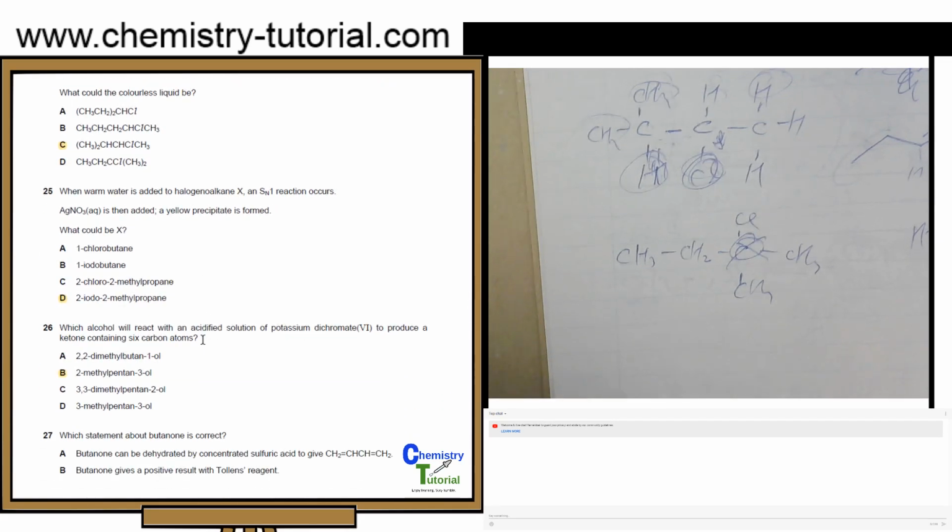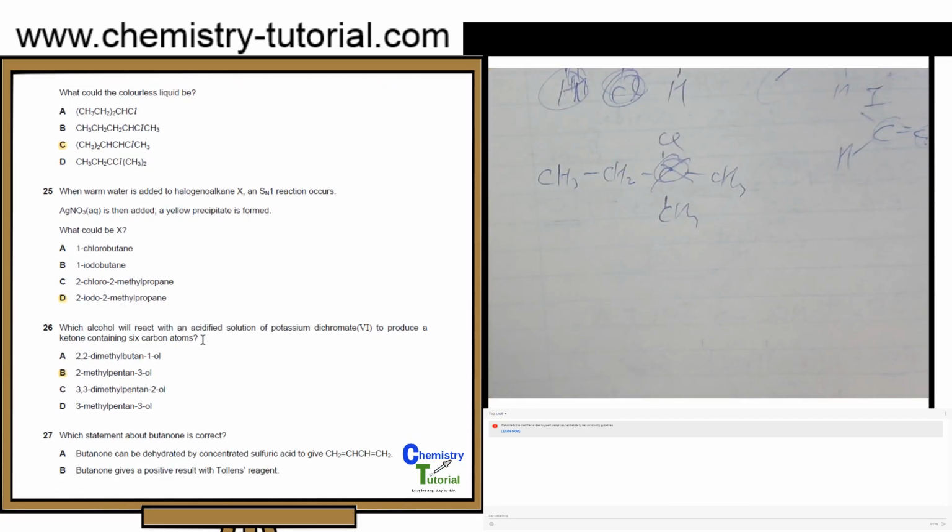For question 25, when warm water is added to halogenoalkane X, an SN1 reaction occurs. SN1 occurs for tertiary substrate, tertiary RX typically, right? So silver nitrate is then added and a yellow ppt is formed, which means that we should expect to have iodine present in the RX because AgI is a yellow ppt, AgBr, silver bromide, is a cream ppt, and silver chloride, AgCl, is a white ppt. So just look for the option with iodine in RX.